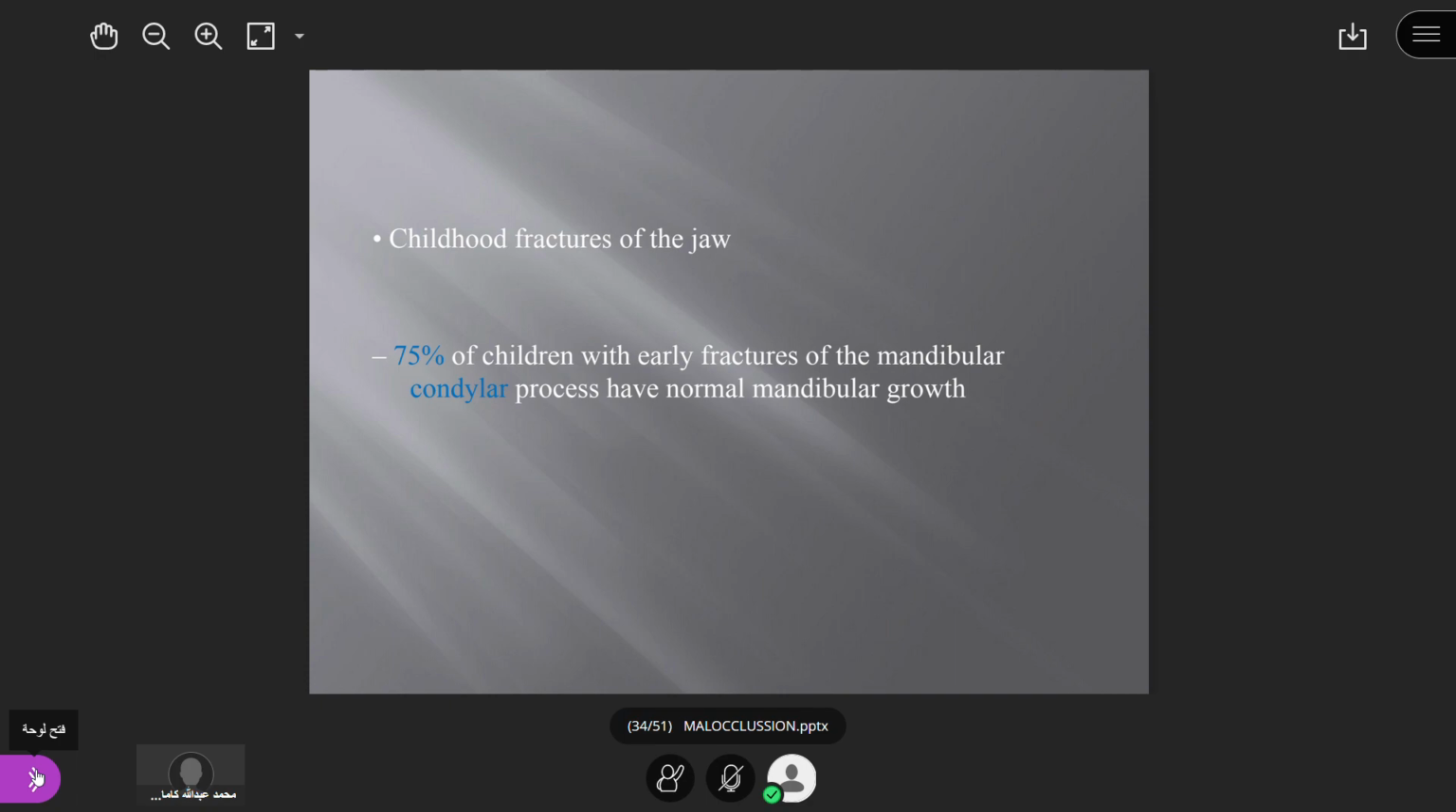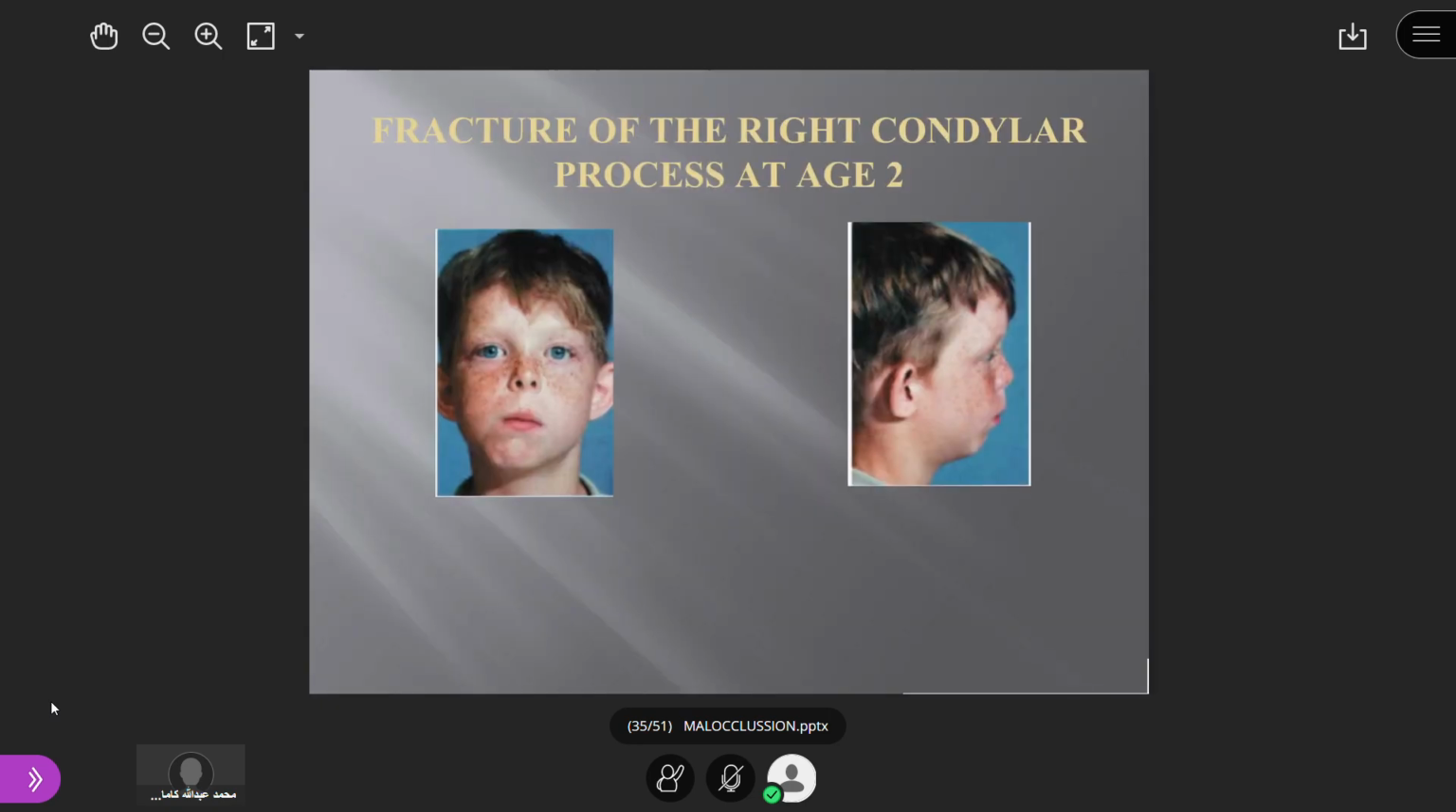Now, childhood fractures of the jaw could be a cause of malocclusion. 75% of children with early fractures of the mandibular condylar process have normal mandibular growth. Why? Because children have greenstick bones, they have soft, flexible bones. Most of the fractures go unnoticed and the kids recover. But in 25% of the cases, it might result in later discrepancies like deviation of the mandible, smaller jaws, and atrophy of the mandible or TMJ disturbances.